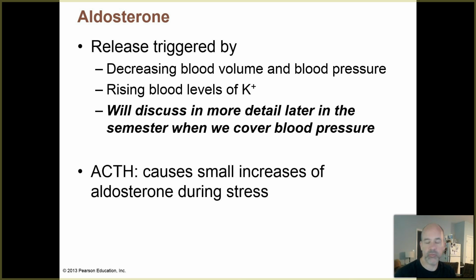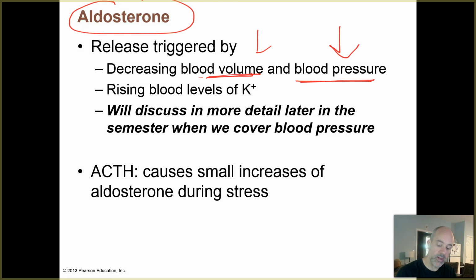But what triggers, why does the zona glomerulosa secrete this hormone in the first place? We're really going to cover this more when we get to the cardiovascular system, and it'll mainly be in Unit 3 when we get to that part of the cardiovascular system. For now, whenever your blood volume goes down, blood volume's down, blood pressure is down, lower blood volume, lower blood pressure.